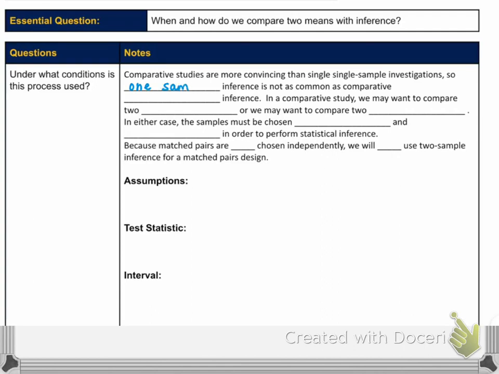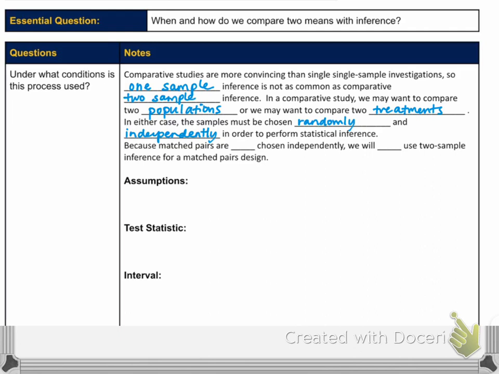So the notes here say, when and how do we compare 2 means with inference? And the top is just describing the need for this method of inference, and says comparative studies are more convincing than single sample investigations. So 1 sample inference is not as common as comparative 2 sample inference. You're going to see this happen a lot more often. And what 2 sample inference looks like in those comparative studies, we might be comparing either 2 populations together or against each other, or we might be comparing 2 different treatments against one another. In either case, you need to choose your samples randomly and independently, or apply your treatments randomly and independently.